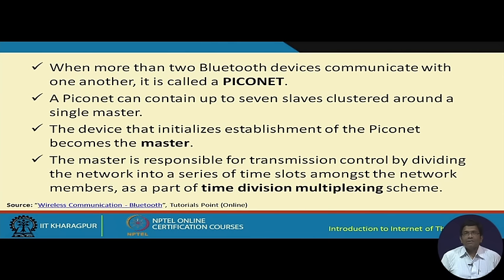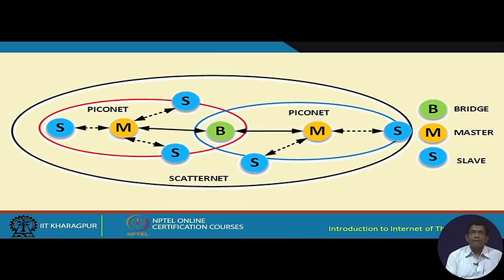So, basically what happens is within a piconet, we have a master and up to 7 slaves. What the master does is divide the time that is allotted into different slots, and distribute those slots among the slave nodes in that piconet. The master will have to ensure that this is done periodically and distributed to the different slaves in its piconet. So, this is the job of the master in a piconet.